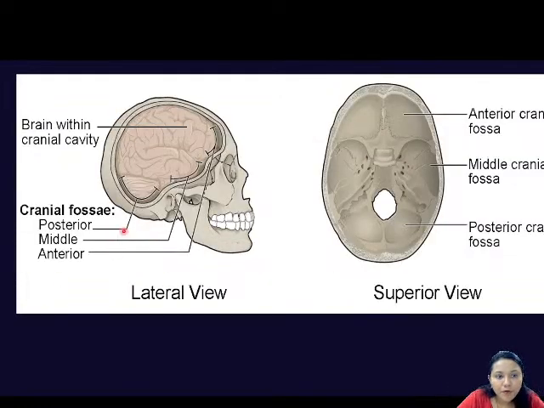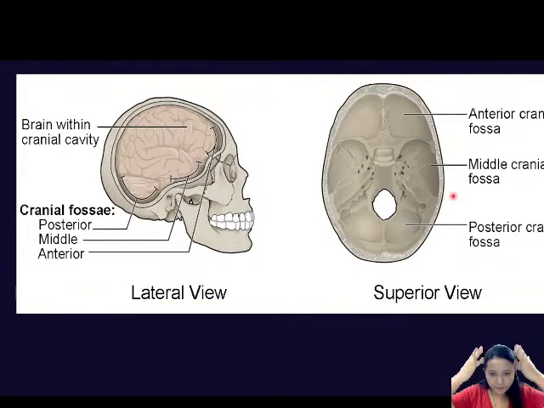Now I want to tell you that this is the cranium. Inside that we have the brain. In between the cranium and the brain, we have meninges which cover the brain. If you take a section and see from above, you can see the anterior cranial fossa, the middle cranial fossa, and the posterior cranial fossa. Okay?